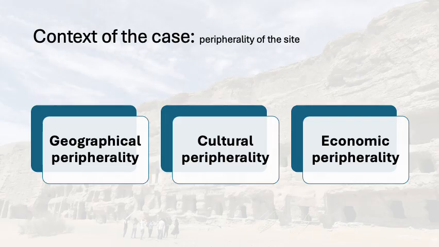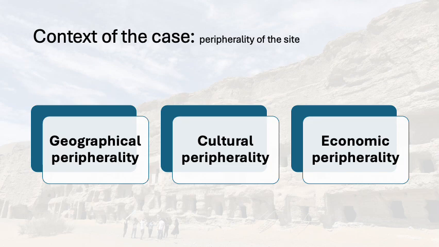So the site is located in peripherality, and this peripherality goes to three different aspects. The first one is geographical peripherality. As the map previously showed, the site is located in the northwestern region of China on the edge of the Gobi Desert, which is far from the government authorities and also other urban landscapes.